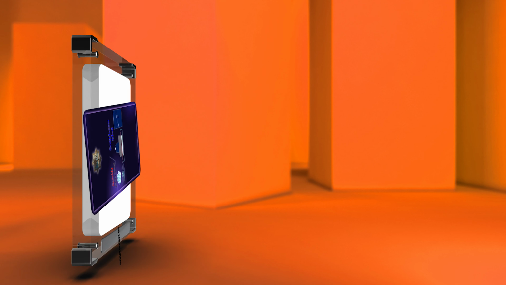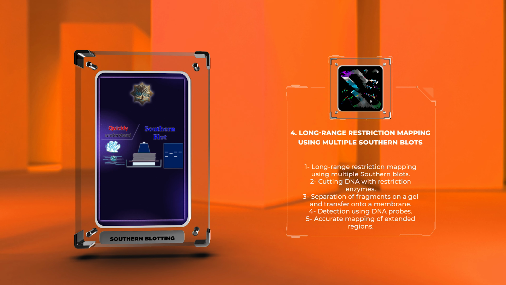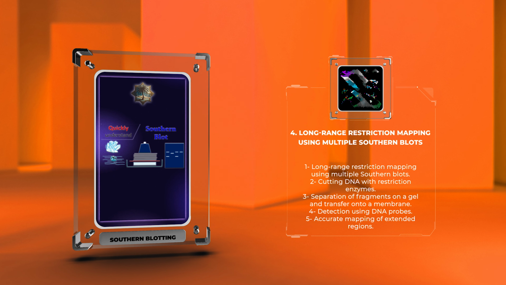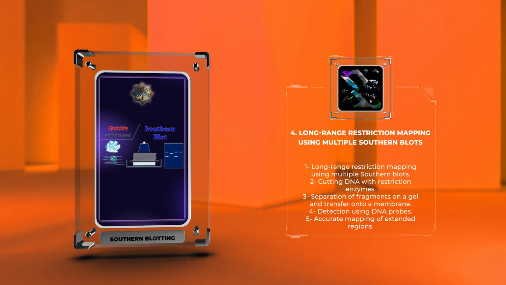In this section, we explore long-range restriction mapping using multiple Southern blots. The technique involves cutting DNA with restriction enzymes, separating fragments on a gel, and transferring them onto a membrane for detection using DNA probes. Multiple blots are used to map extended regions accurately, aiding in genomic sequencing and gene identification.